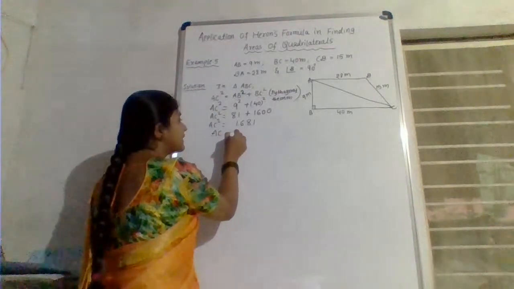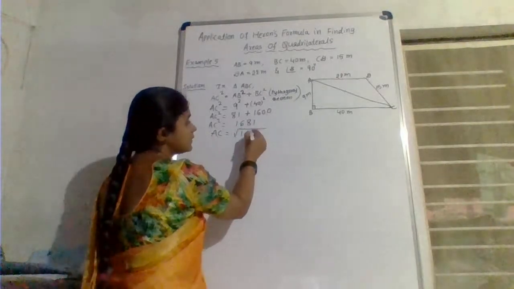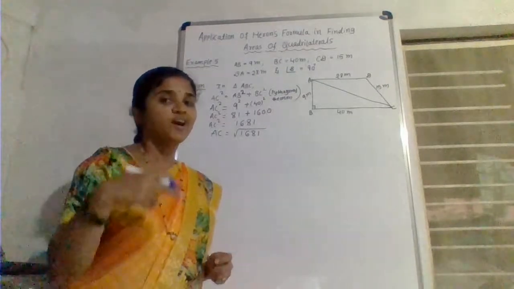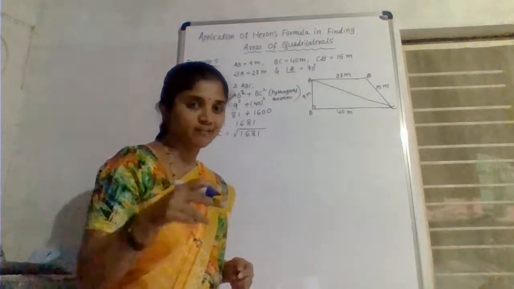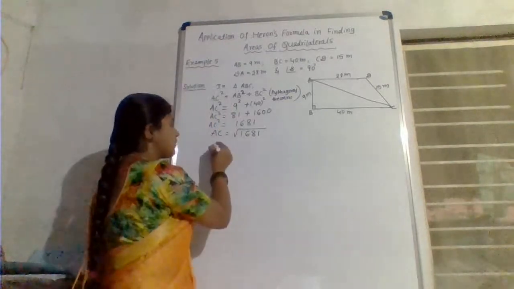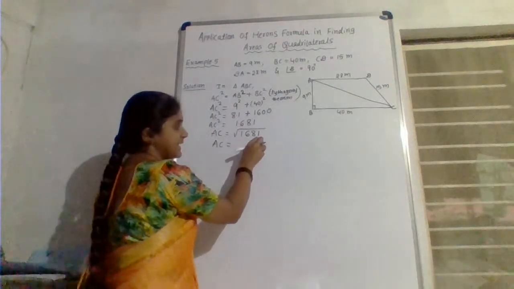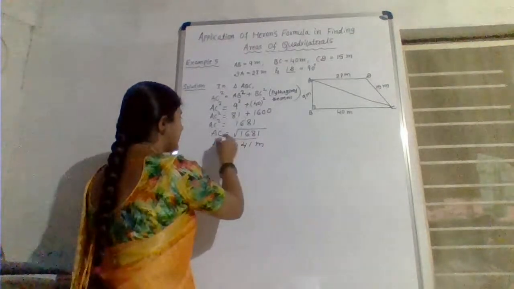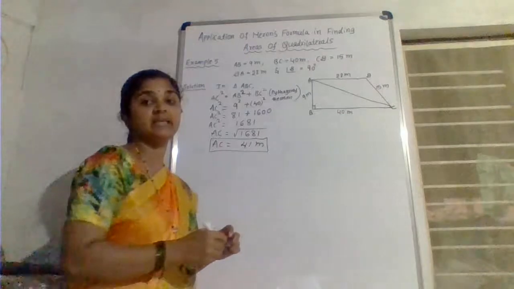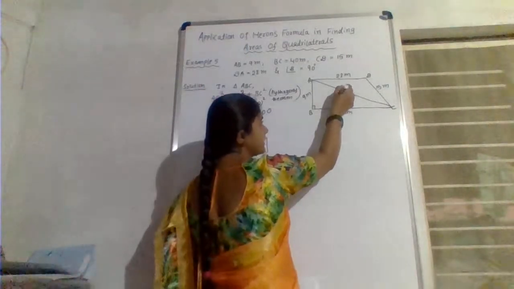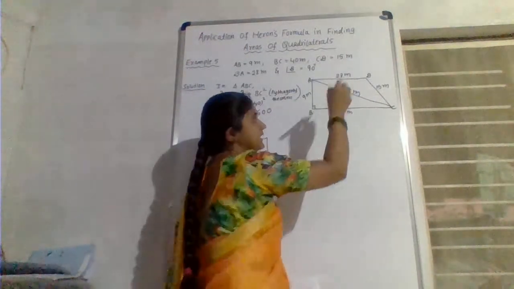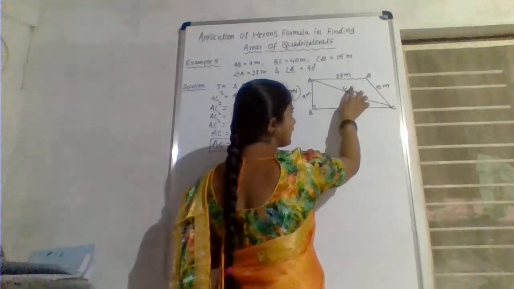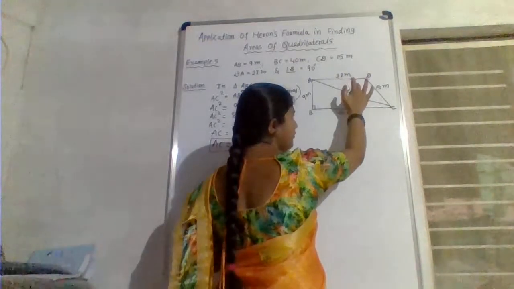Then what is the measurement of AC? AC is the square root of 1681. So just think, what is the square root of 1681? You have to work that out. The square root of 1681 is 41. So we got the measurement of AC, that is 41 meter. Now everything is clear, no? We have 28, 15, 41, so we can easily apply Heron's formula for this triangle.